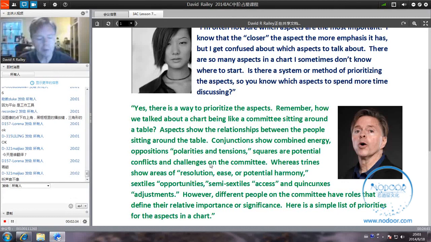Many aspects show the relationship of the people sitting around the table.